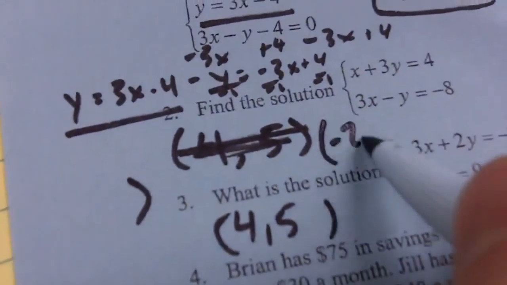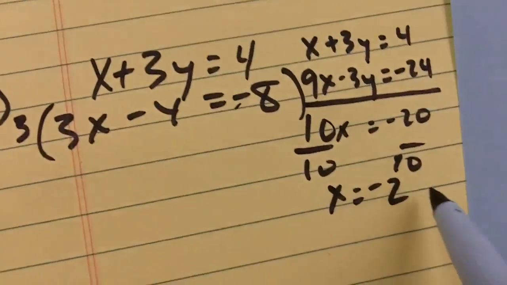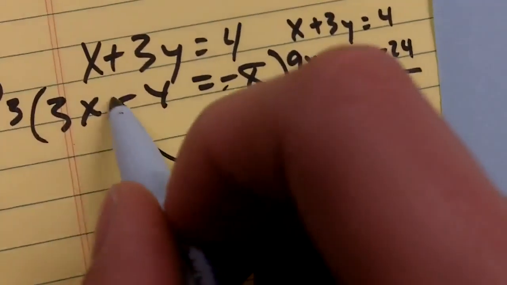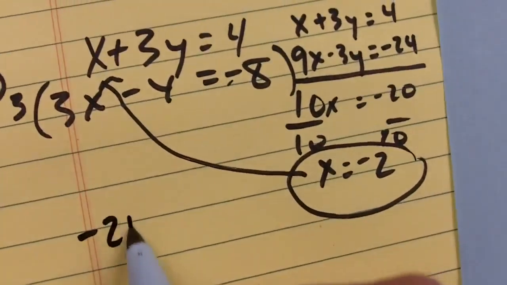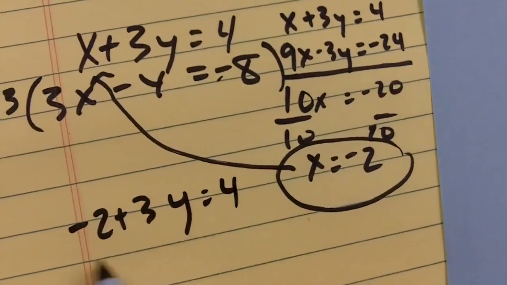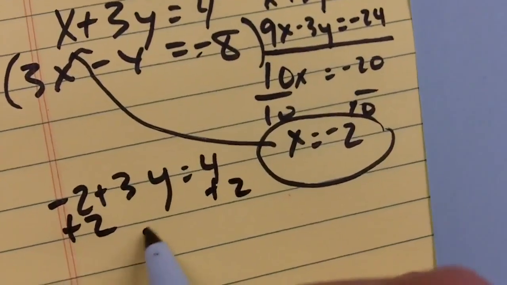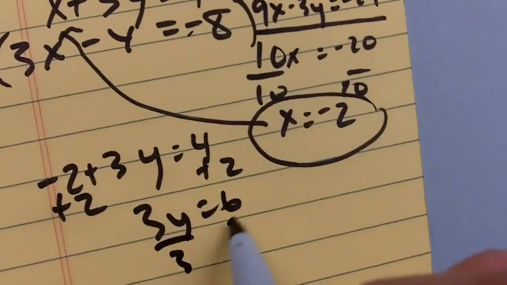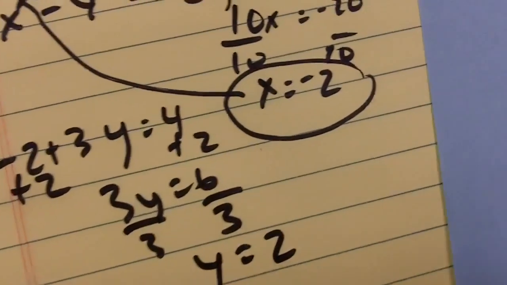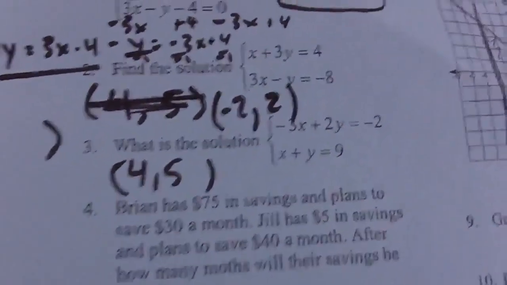So I know the x is negative 2. I can figure out the y by plugging back in. And I'm going to plug in into the top equation. Negative 2 plus 3y equals 4. Add 2 to both sides. 3y equals 6. Divide by 3, y equals 2. So the solution to that system is negative 2, 2.